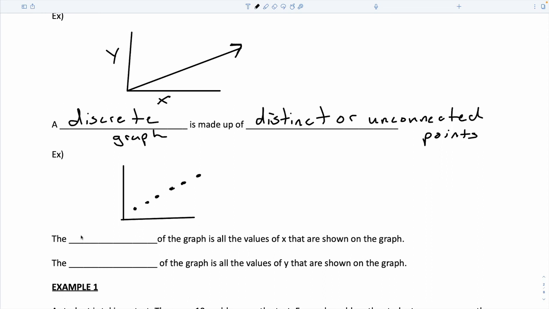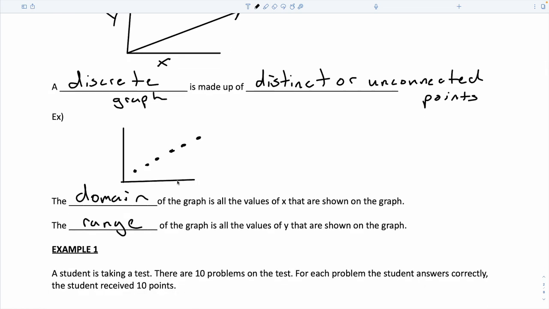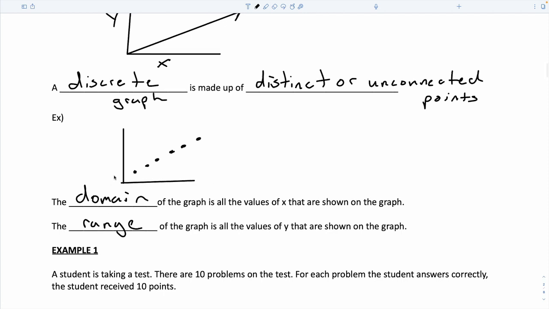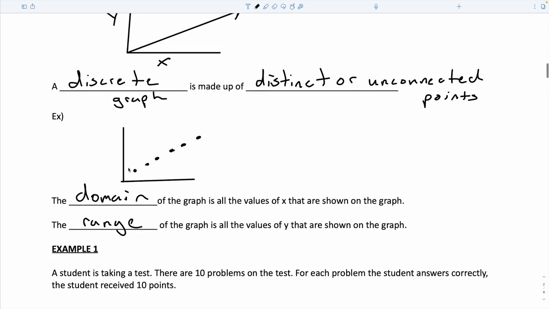The domain is a new word. Domain of the graph is all of the values that x are shown on the graph. The range is all the y values that are shown on the graph. Domain is x. I'm looking down on the graph. Domain, I think down. It is all the x values that could possibly happen. The range is all the y values. I'm looking up for the range.